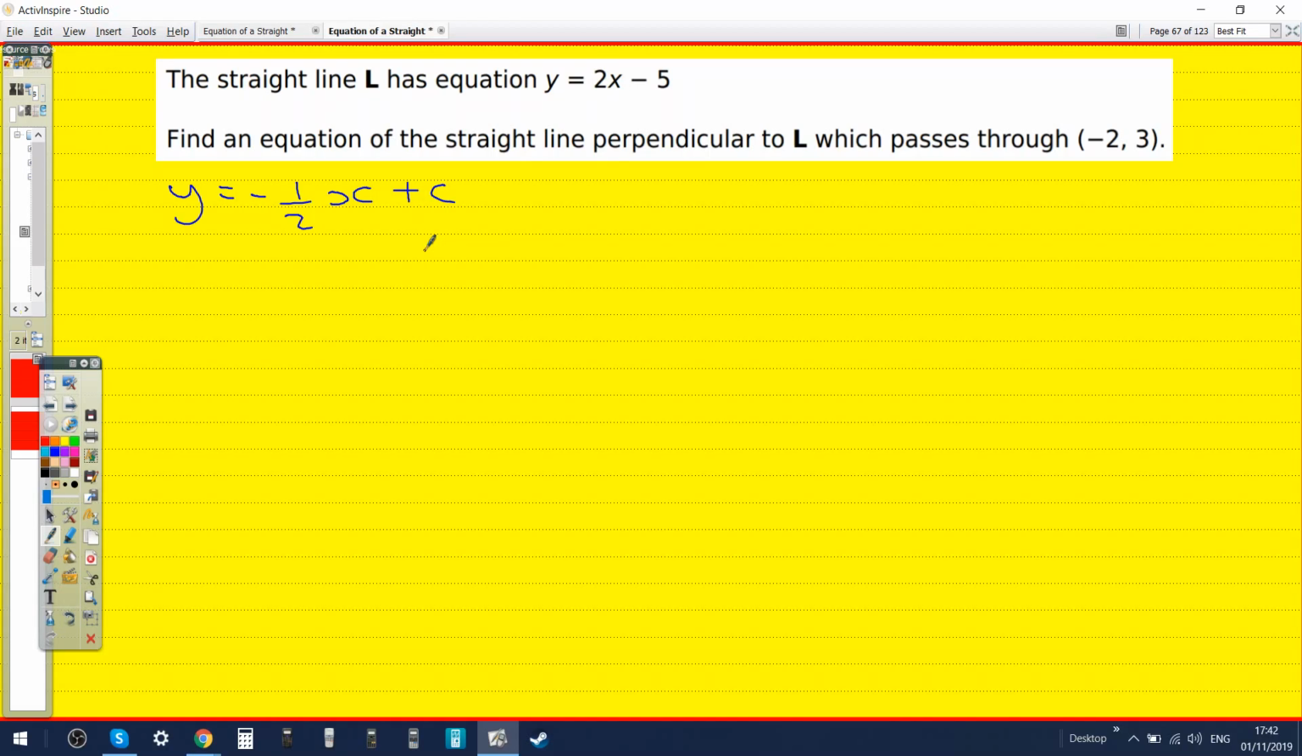And then from there, replace, so sub in minus 2, so minus a half times minus 2 gives us 1. And then, so that's gradient times x, and then y equals 3 plus c. Yes. So 2 equals c. So y equals reciprocal of 2, which is minus, reciprocal of 2 plus a half.